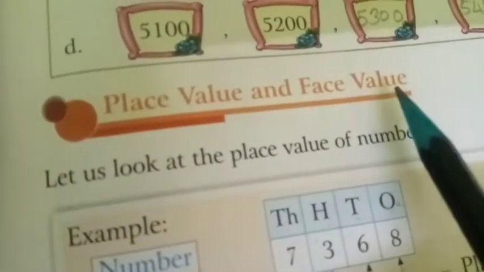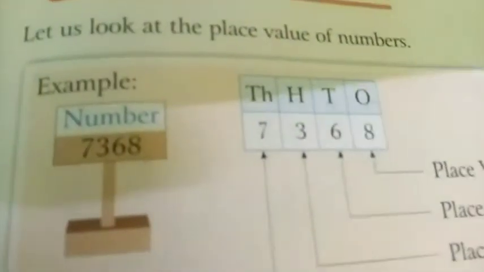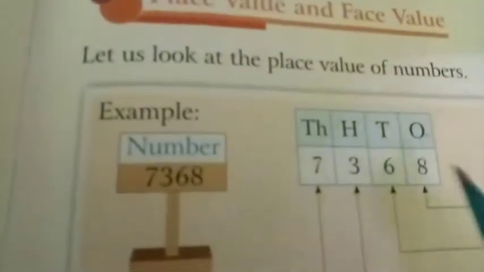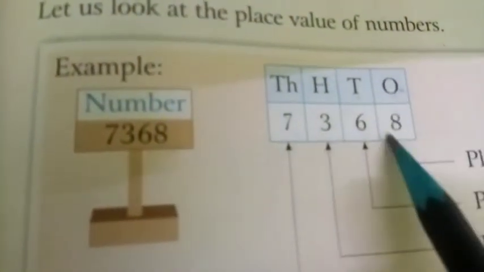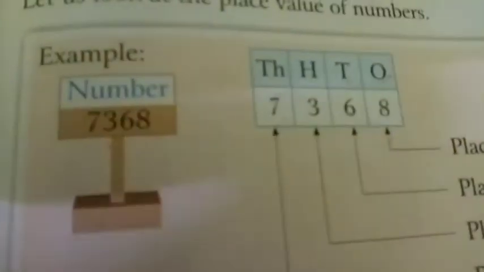Now, place value and face value. Let us look at the place value of numbers. Already we have learned this in your previous class. So suppose this is the number, that is 7386.